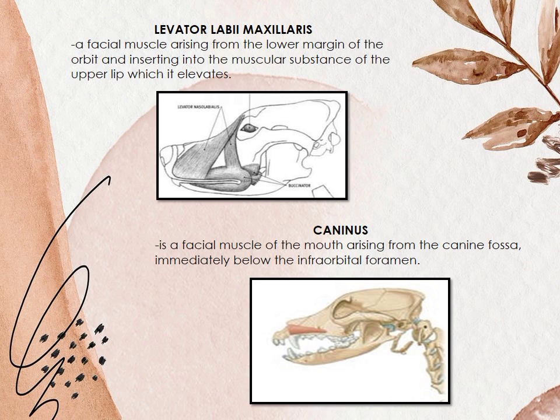Levator labii maxillaris is a facial muscle arising from the lower margin of the orbit and inserting into the muscular substance of the upper lip, which it elevates. Caninus is a facial muscle of the mouth arising from the canine fossa immediately below the infraorbital foramen.